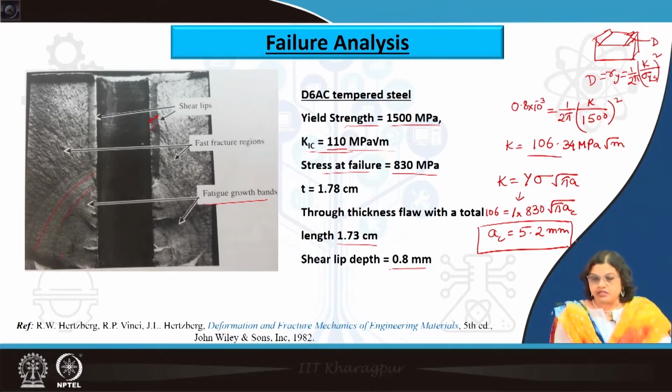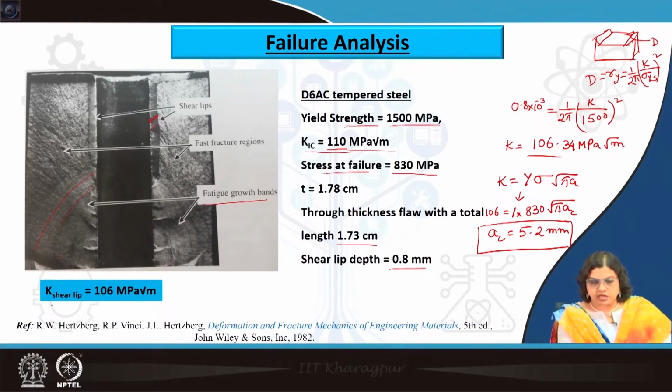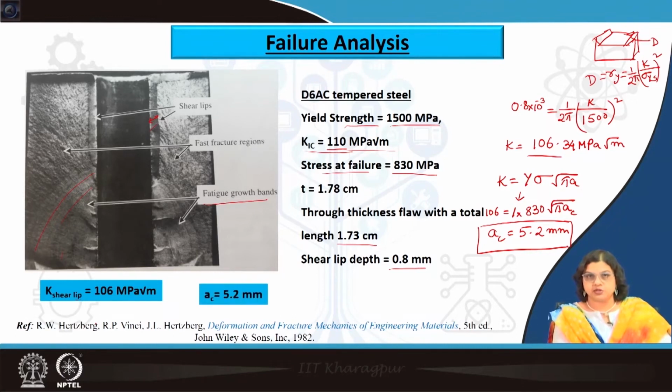So, if there was a crack of just 5.2 millimeter, that would have been sufficient to lead to this fracture, and instead we are having here a much larger or much longer flaw that has led to this failure. So, obviously, it has something to do with this flaw itself. And the values that have been determined, K from this shear lip width is 106 MPa root meter, which matches pretty well, and the critical value of flaw size that led to fracture is 5.2 millimeter. So, the total length of 10 millimeter would have been sufficient for fracture to occur.